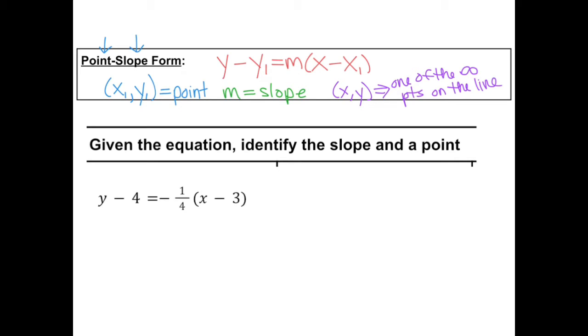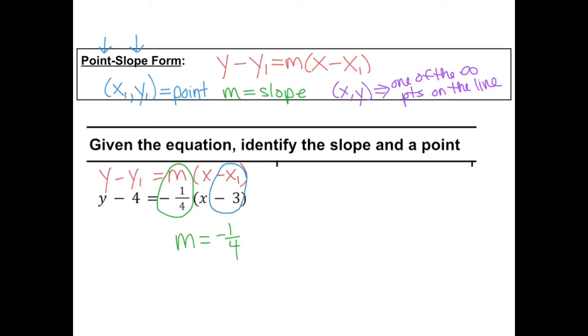So if we compare the equation to y minus y1 equals m times x minus x1, we just have to match them. So m is the number in front of the set of parentheses. So the slope is negative 1/4. The point, x1 and y1.